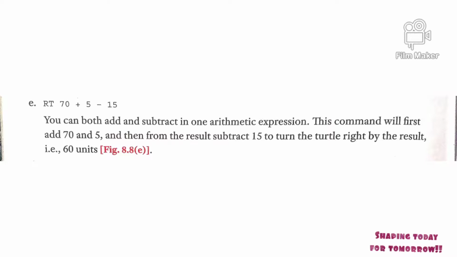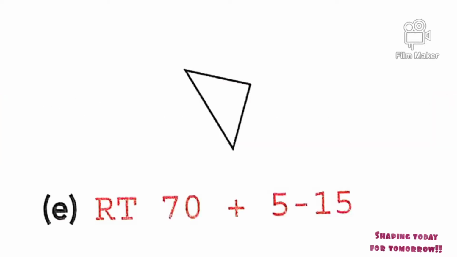After this they have used another symbol that is of subtraction, and then they have written the third number, that is 15. You can both add and subtract in one arithmetic expression. This command will first add 70 and 5, and then from the result subtract 15 to turn the total right by the result, that is 60 units. See figure 8.8e for this.